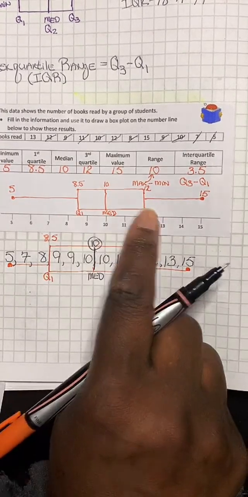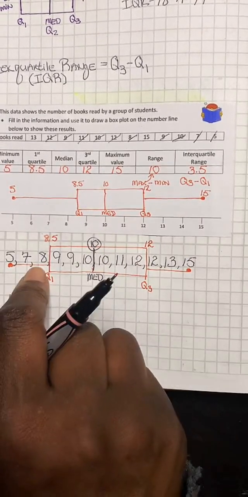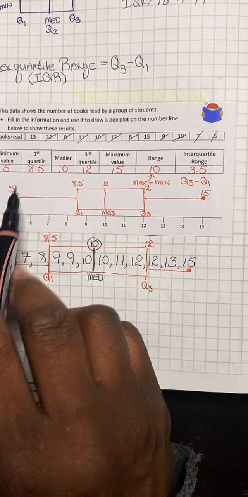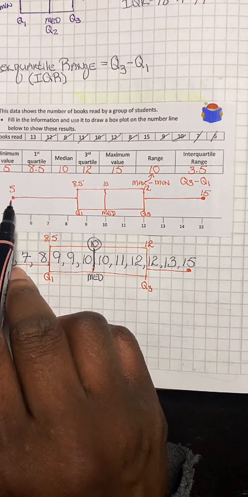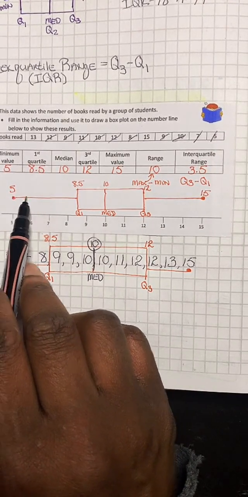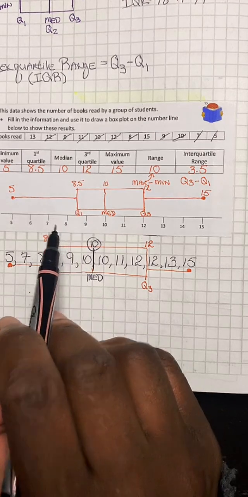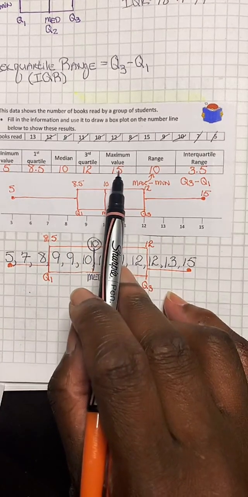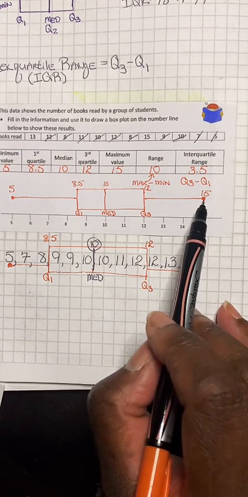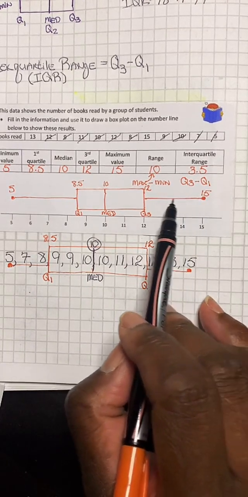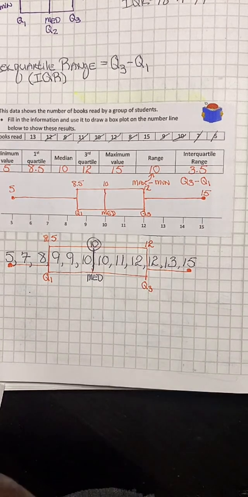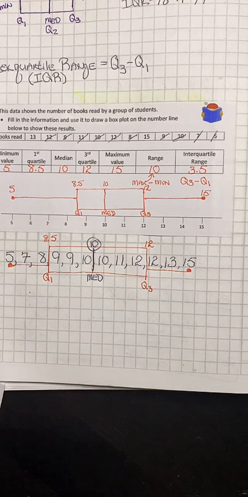Once I got my box, now I need my whiskers. My lowest is 5, so here's 5, put a point here. Draw a line to attach to the box, or a segment, I should say. And then my maximum value was 15, and then draw a line to the box. And that's how you do a box and whisker.